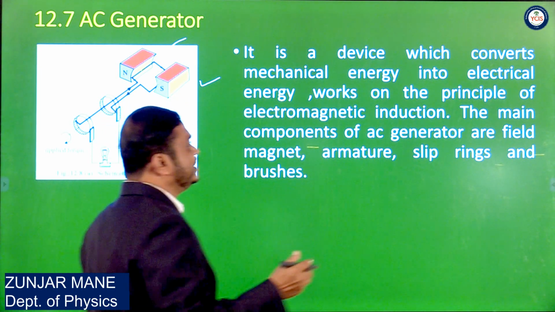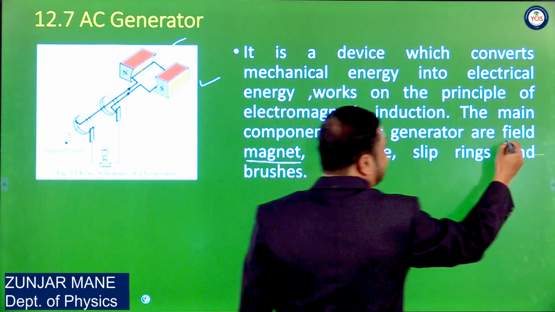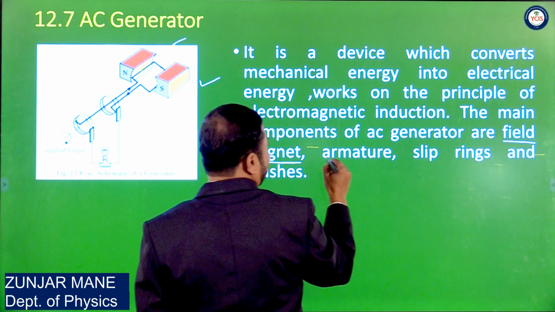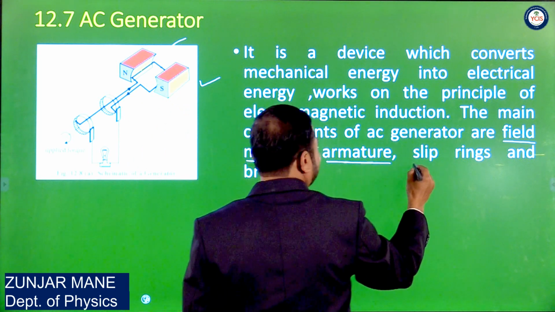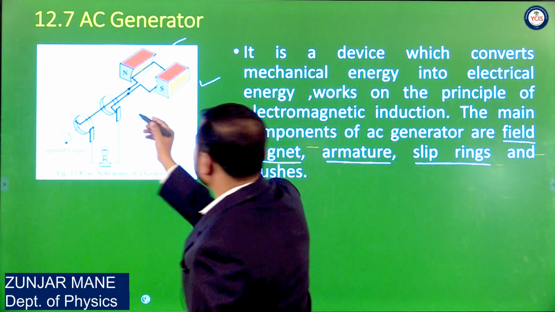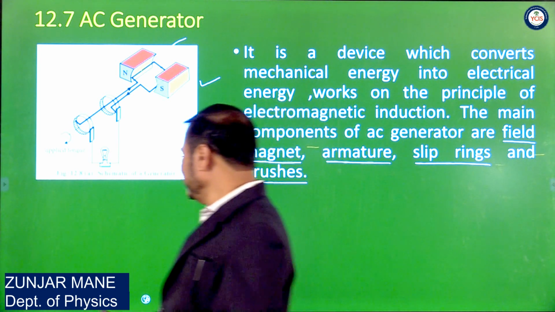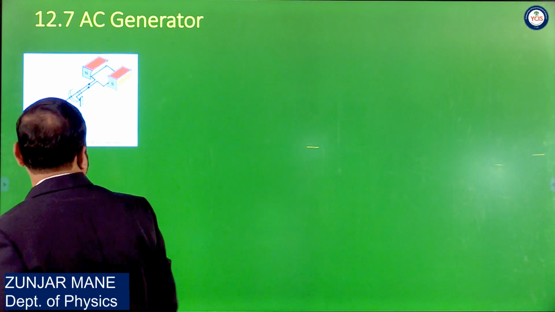The main components of AC generators are the field magnet, shown by this red and yellow color. Then the armature, that is a rectangular frame. Then the slip rings, these are the slip rings, and these two rectangles are the brushes. So this is the simple construction of the AC generator. Now see how it works.